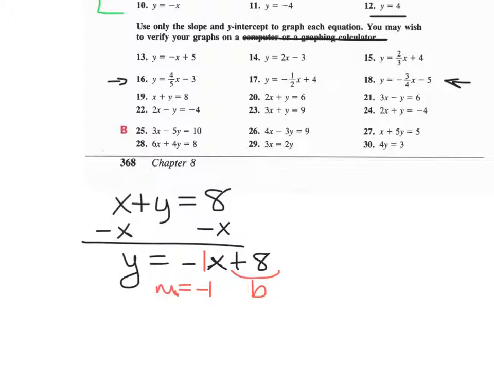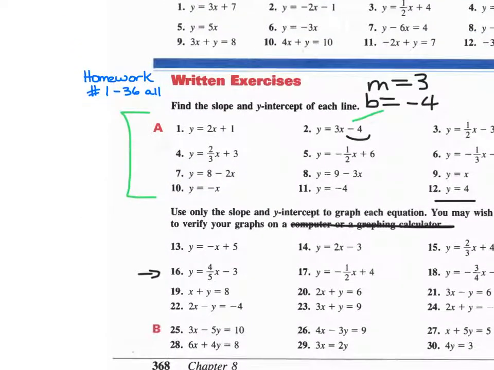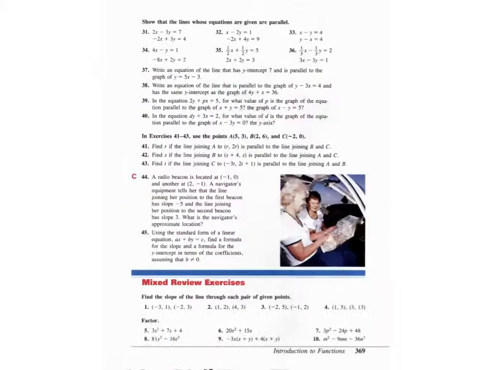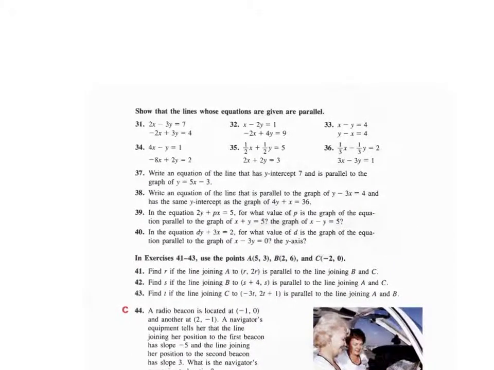Let's go ahead. It's 1 through 36 all. So you guys can go ahead. You have a few minutes here. You can get started. And if you need any help on this, let me know. And then tomorrow we will cover 8-5, which again, we're going to be doing more graphing and more equations of the line. See the rest, the last 6.